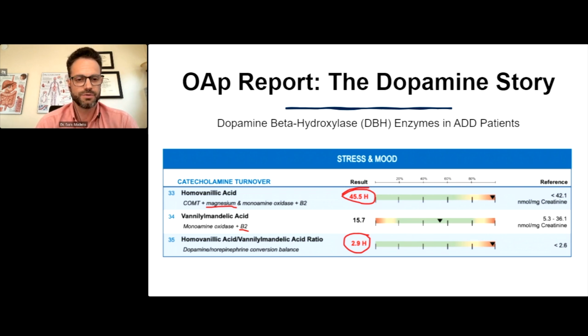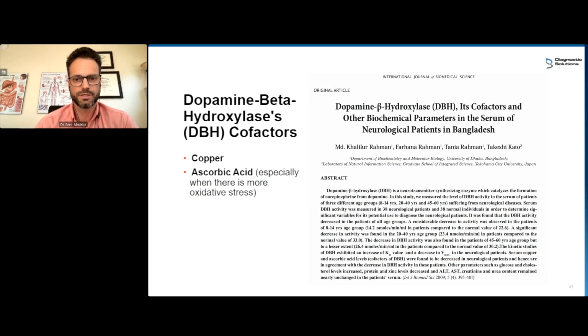And then again, if you do the step testing, you can test for COMT and MAO and check out those enzymes. And that would probably be the lowest hanging fruit, would be to also give copper and vitamin C. There's this research paper in the International Journal of Biomedical Science on DBH, its cofactors, which are copper and vitamin C. So if there's more oxidative stress, which we do test for on the test, then maybe you need to give them more vitamin C than just 500 milligrams that may be in a multivitamin, or 250 milligrams.